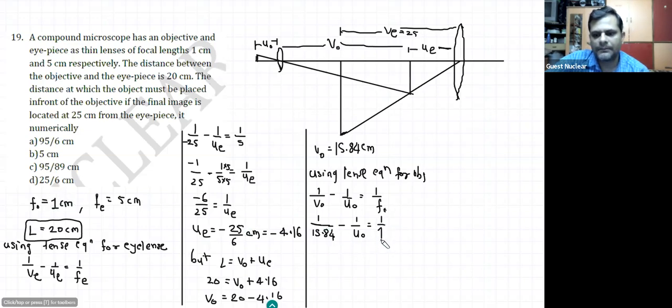So this is 1. And then we can shuffle the terms and get this as 1/15.84 minus 1/1, that is equal to 1/UO. So that this, when cross multiplied, gives 1 minus 15.84 upon 15.84 only.